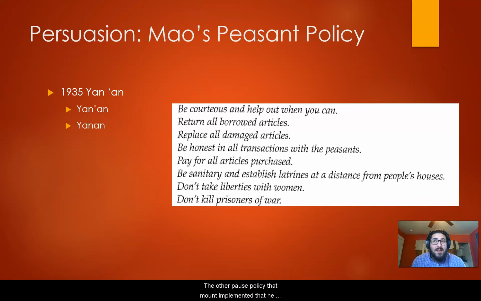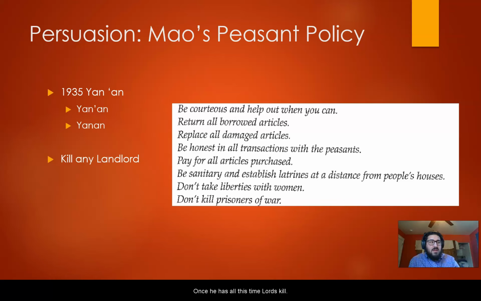Now, the other policy that Mao implemented, that he did not write here, was this: if you notice, the very last one says, don't kill prisoners of war. Pretty self-explanatory. But you know who he's not talking about? He's not talking about Mao's greatest threat to China, which is the landlords. And so what Mao does very, very carefully and very quickly is he uses these policies to persuade the peasants to not only like him, to not only be treated nicely, but to then go out and target any of the landlords to kill them.